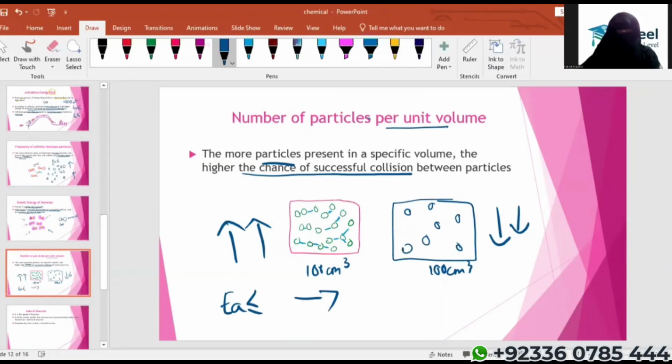However, if the particles present in a specific volume is low, the chances of the particles to collide with each other will also decrease. And so, there is a lower chance of successful collision between particles and a lower chance for a reaction to take place.